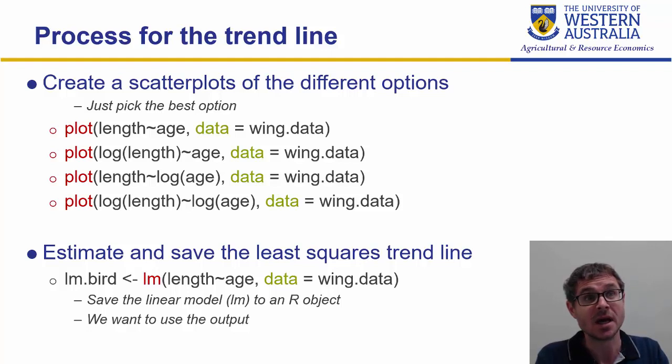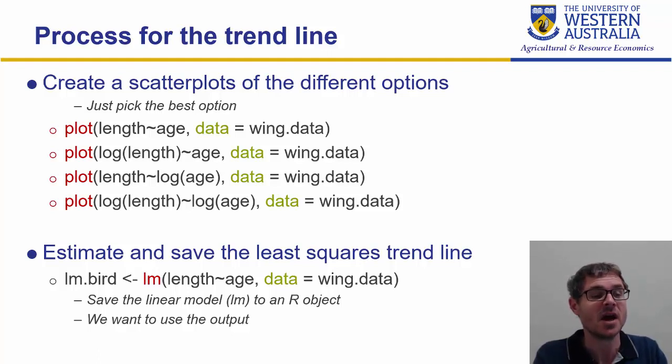What do we do after we have plotted our data and decided which transformation, if any, we want to use? We then estimate our linear model. So it is exactly the same format that the plot takes, except that instead of the plot function, you're going to have the lm function. And so then we save that.